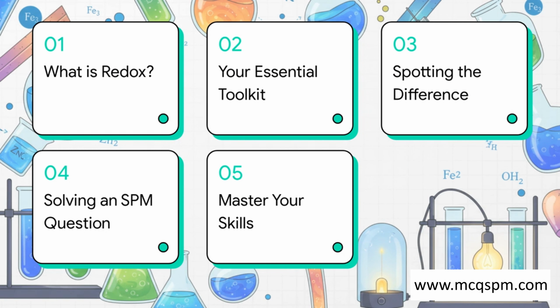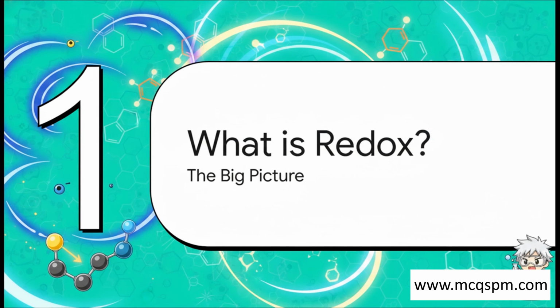So, here's our game plan for today. We'll start with the basics. What even is redox? Then we'll build up your essential toolkit. After that, we'll learn how to spot the difference between reaction types, we'll solve a real SPM question together, and finally, we'll talk about how you can truly master this. Okay, let's jump right into section 1.